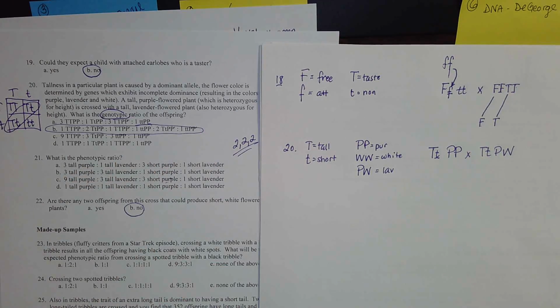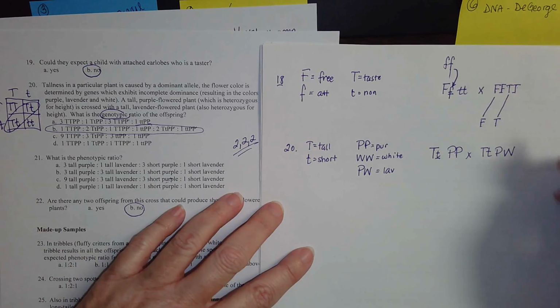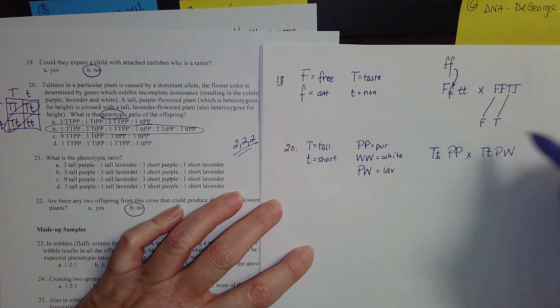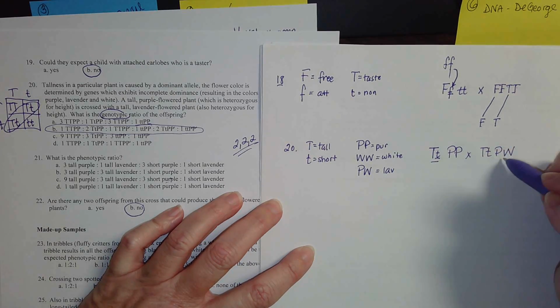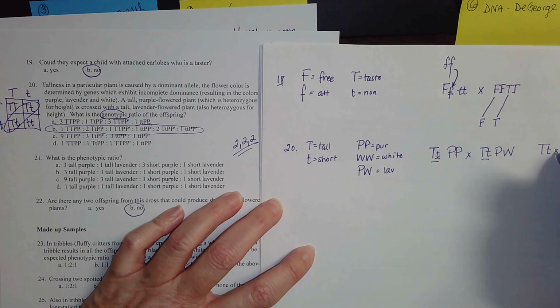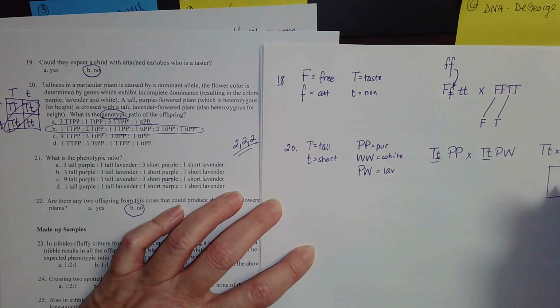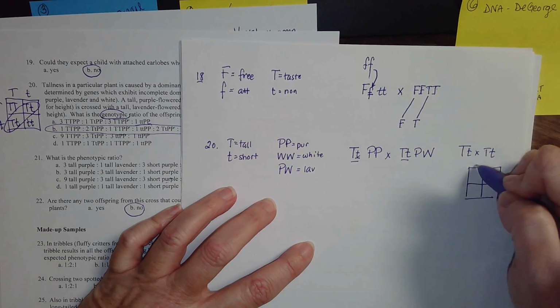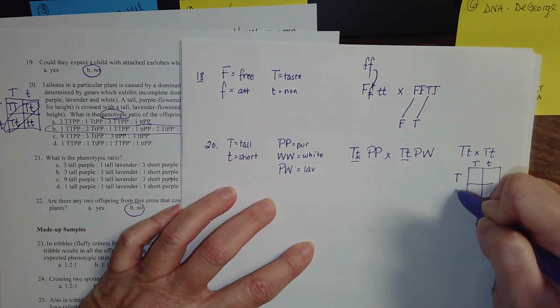All right, so how do you go about working this? You could make a couple Punnett squares, and we'll make one. I'll show you with the Punnett squares how to do that. If I'm just going to look at the first trait, which is height, that means I'm looking at this cross here. Make a Punnett square, big T, little t.